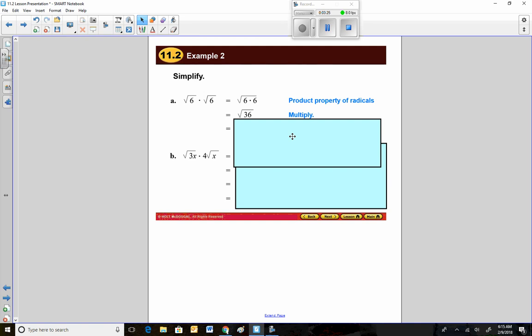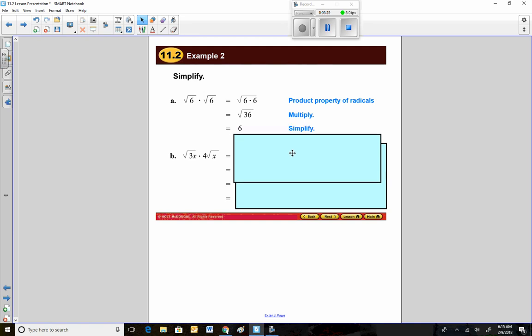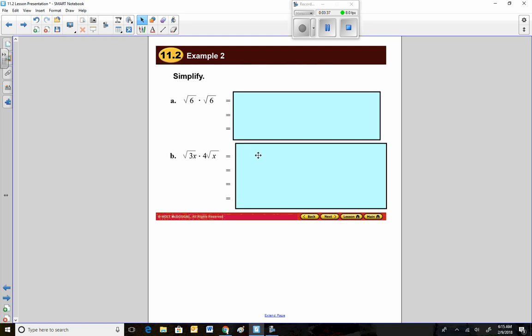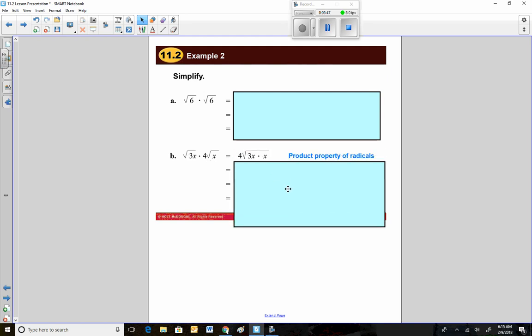And you all know your perfect squares. So what is the square root of 36? Voila, it's 6. And by the way, notice here we have a pair of 6's. So wouldn't you just pull it outside the club and their answer would be 6. There you go. All right, so let's take a look at this one down here. We have square root 3x and we have 4 square root x. Now these two square roots can be combined underneath one radical, and so that's what we do.